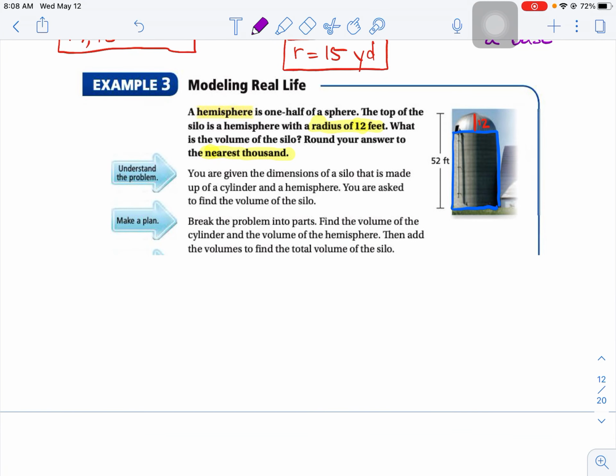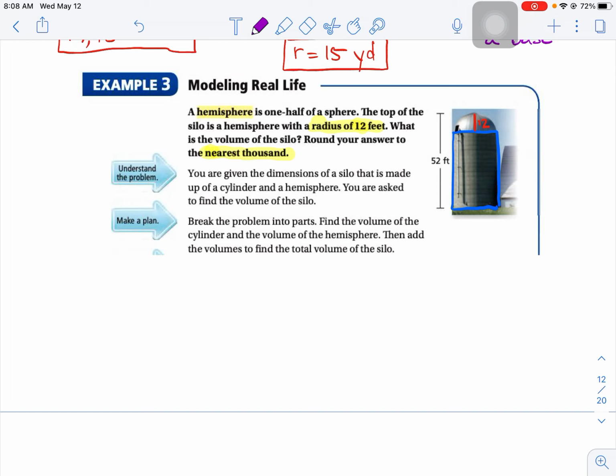All right, example 3, modeling real life. Here it says a hemisphere is 1/2 of a sphere. You'll notice on top of the picture we have a hemisphere. The top silo of the hemisphere has a radius of 12 feet. I tried to draw that in red, you might be able to see that on the picture. What is the volume of the silo? Round your answer to the nearest 1,000.